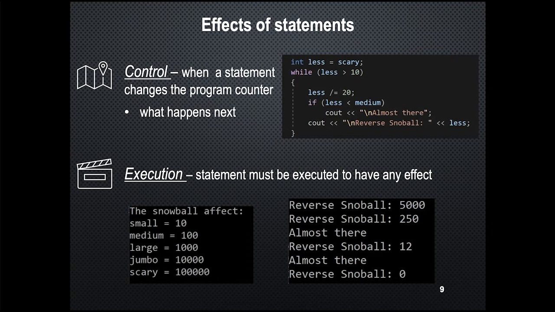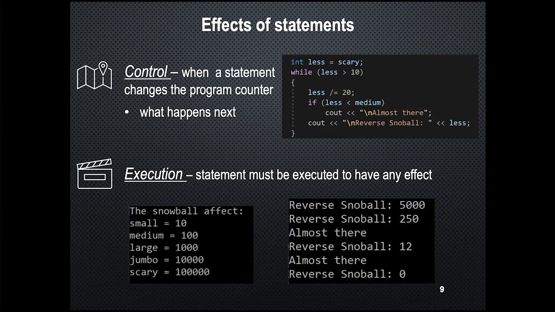Another type of statement is a control statement. This is a statement that can change the program counter. It basically can tell us where our next task is. Is it the very next statement, or are we moving to a different location? An example of a control statement is a while loop statement.